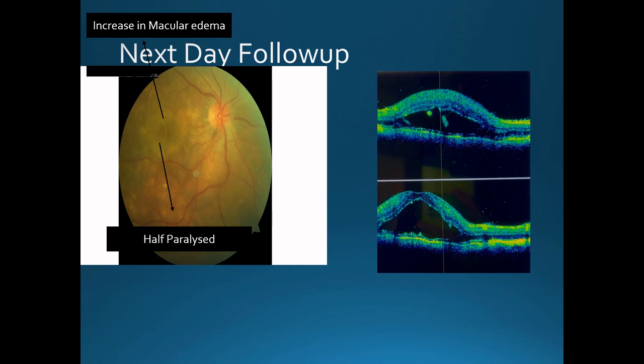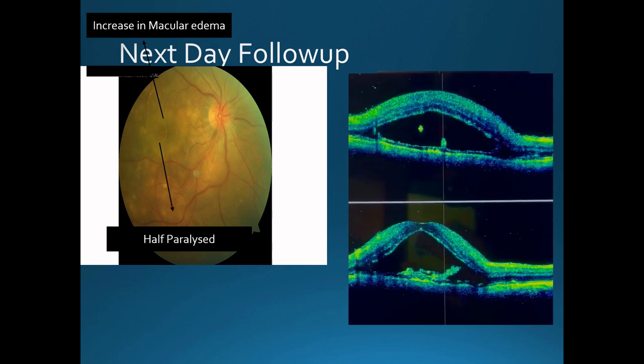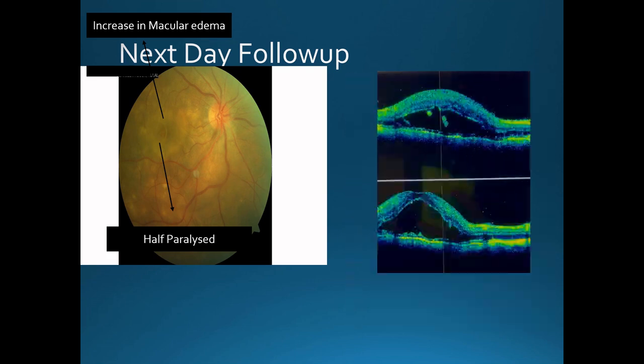Next day follow-up showed the worm half paralyzed, as you can see in the image, and there was slight increase in the macular edema. In the OCT image also, you can see the worm moving, but only half moving, half of it is dead, so it is immobile.